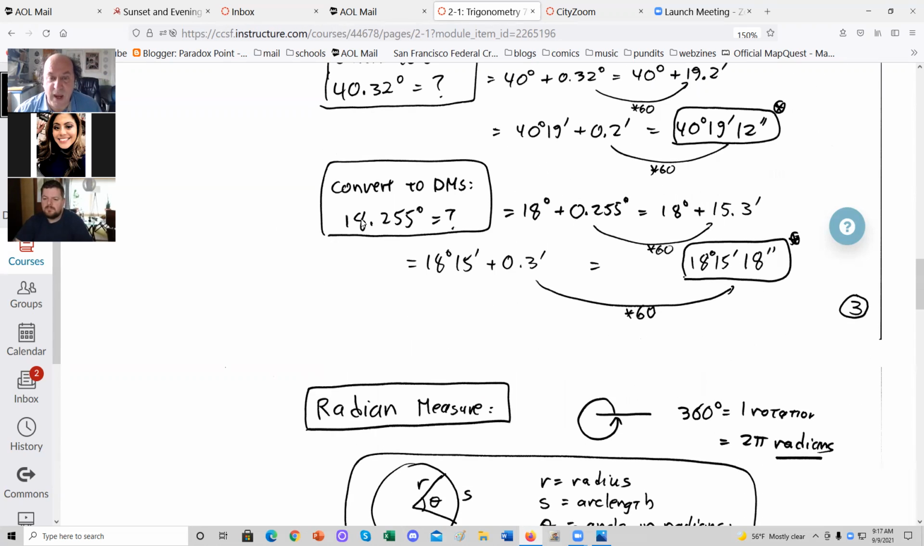Or how about this: 18.255 degrees. What's that in DMS? Well, that's 18 degrees plus 0.255 degrees. So multiply 0.255 degrees by 60 to get 15.3 minutes. So it's 18 degrees, 15 minutes, plus 0.3 minutes. Multiplied by 60, I get 18 degrees, 15 minutes, 18 seconds.